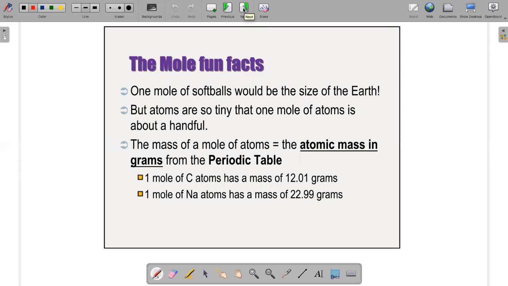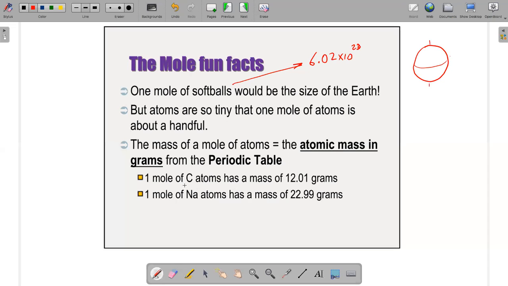Here are some fun facts. To give you a sense of the scale, if you had a mole of softballs, that's 6.02 times 10 to the 23rd softballs, they would just about fill the Earth. So if the Earth itself was a hollow sphere and you started sticking softballs in, you'd need a lot of softballs because the Earth's pretty big. It takes about a mole of softballs to fill the Earth. So the Earth itself is pretty huge, and a softball is ridiculously tiny. So it helps to illustrate the relative quantity of them.